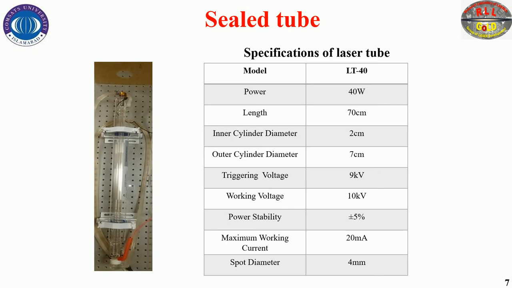Working voltage is 10 kilovolt. Power stability is plus minus 5%. Maximum working current is 20 milliampere, and the spot diameter of the output beam is 4 mm.